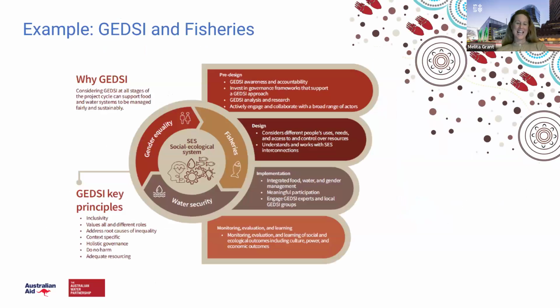Next slide, please. Now, an example of work that we've done with Australian Water Partnership is in the fisheries space. So that's looking more at freshwater fisheries and who has access to the rivers to catch those fish, what type of fish do men and women traditionally catch, what different roles do they play in the whole value chain, and really acknowledging and valuing all of those different roles, not just the catching of the big fish. So we've created a guideline which has some ideas about how to consider gender equality, fisheries, and water scarcity holistically at all the phases of a traditional project design. So you've got your pre-design phase, design, implementation, monitoring, evaluation, and learning.